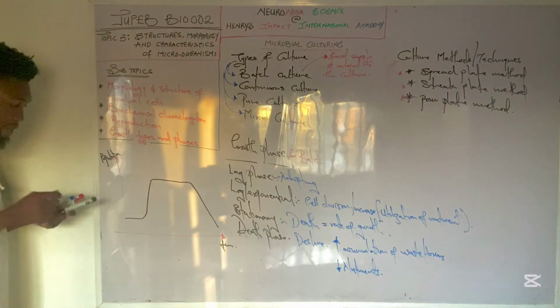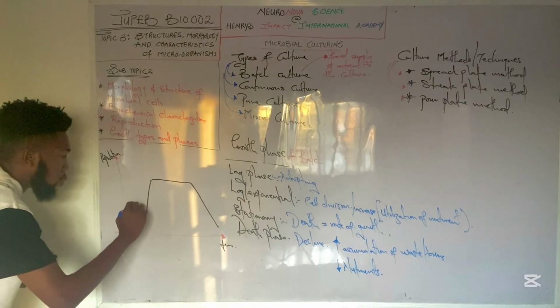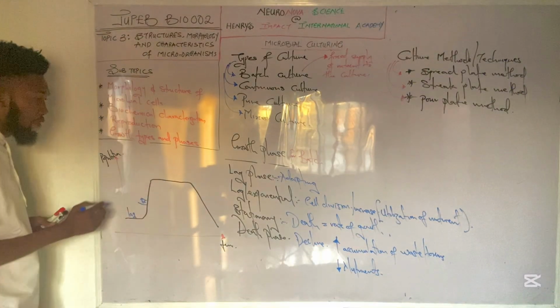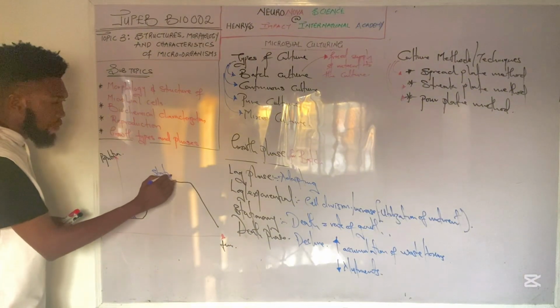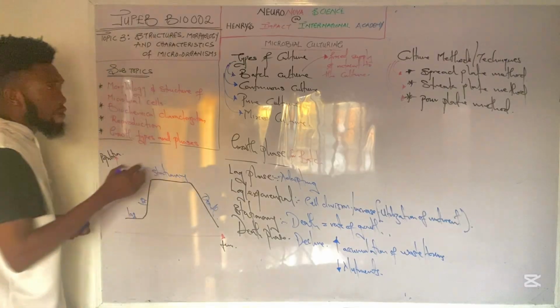So if I want to represent or label, I can call this place the lag phase. I can call this place the log phase or exponential phase. Then we have the stationary phase, and then I have the death or phase of decline.